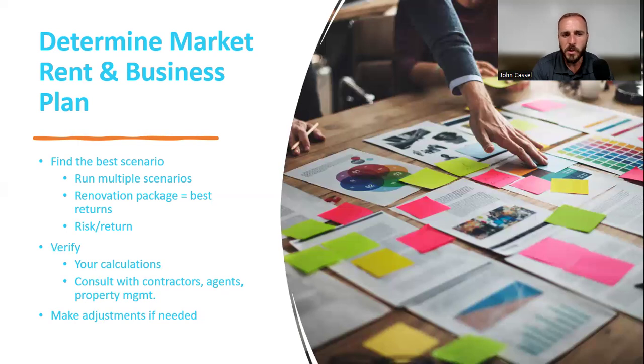And then what you want to do is verify that your calculations are correct. So if you're doing the renovation scope, you want to consult with multiple contractors, make sure you're laying out a plan, make sure you're nailing down the cost of everything, and that cost pretty specifically going into it. And then as far as the post-reno rents that you're calculating, agents, property management, other investors in the area, if you have that contact, just run your numbers by them. Make sure that they agree with your numbers and that they make sense for the area based on their data. And then just make any adjustments if need be.